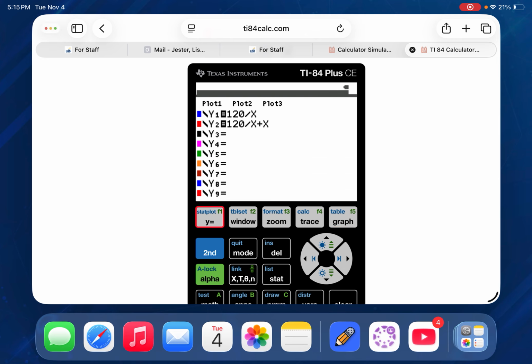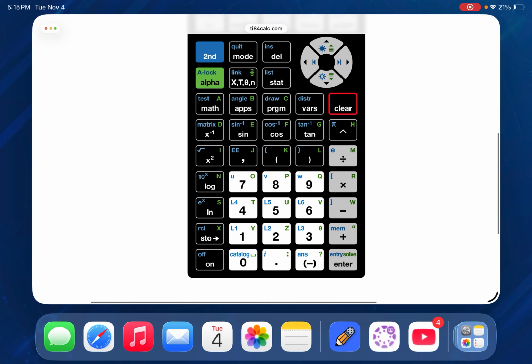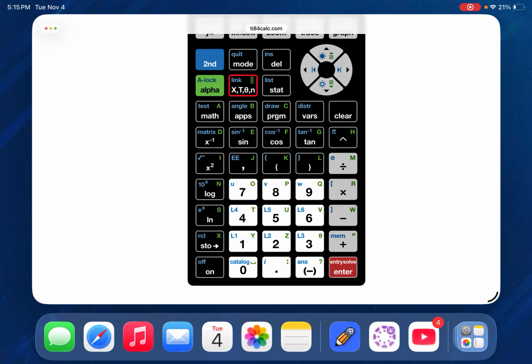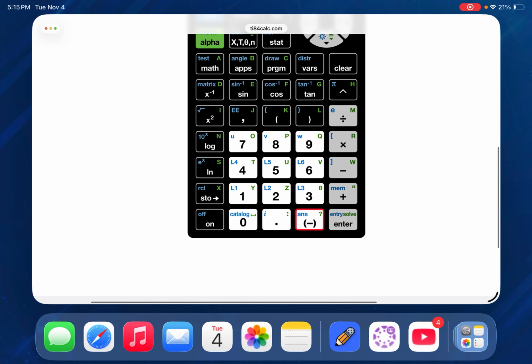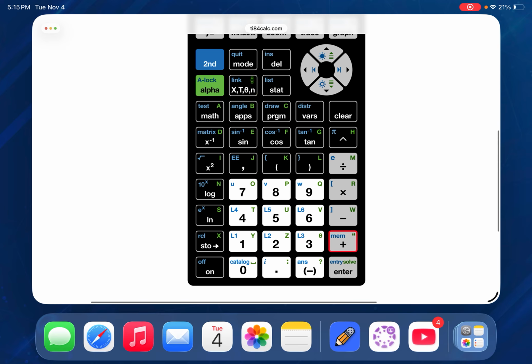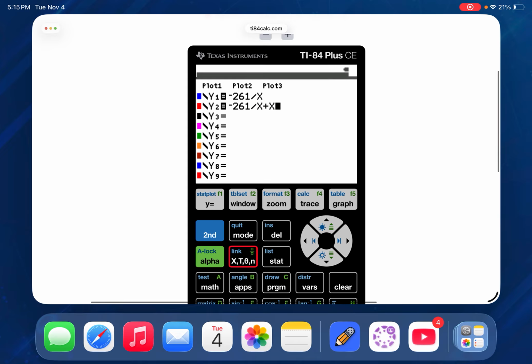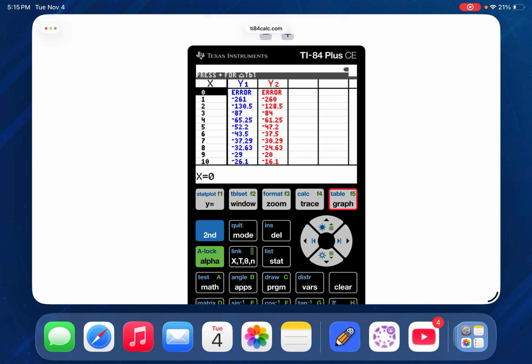I'm going to go back to my y equals, clear it. Negative 261 divided by x. Okay, then I'm going to clear this one. And negative 261 divided by x plus x. So that's where I'm going to put on my calculator. And what was I looking for again? 20. Okay, so I'm going to go hit second graph to go look at my table.